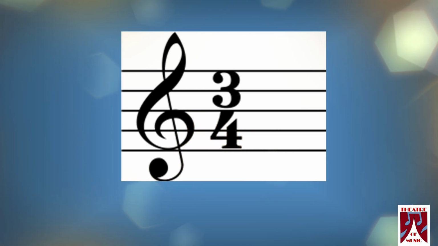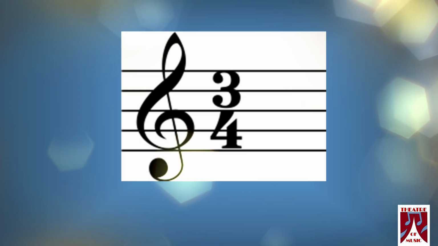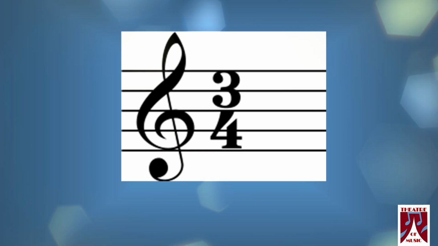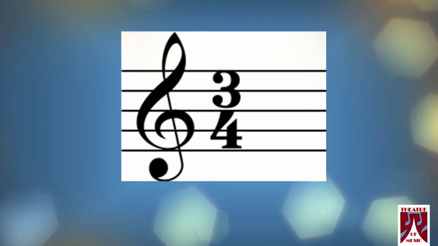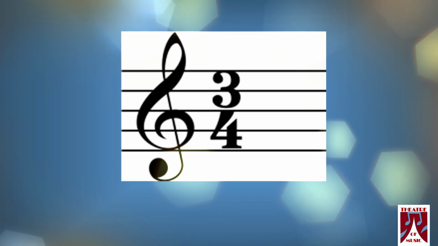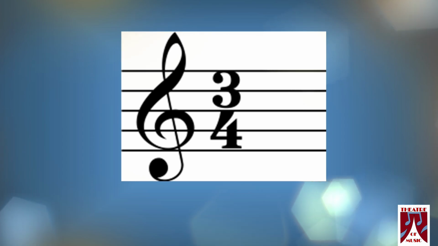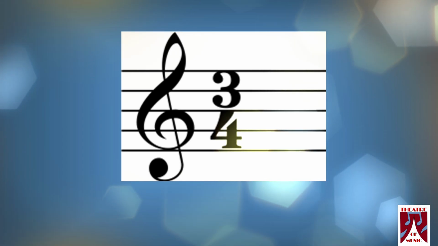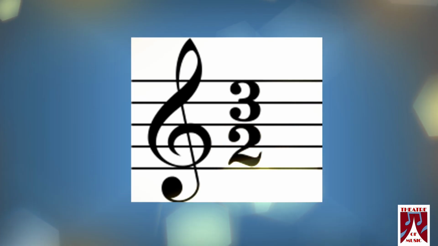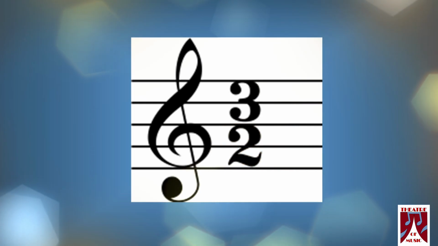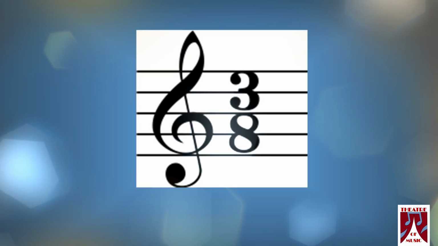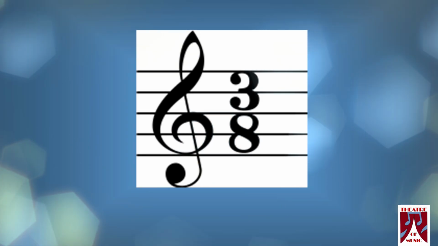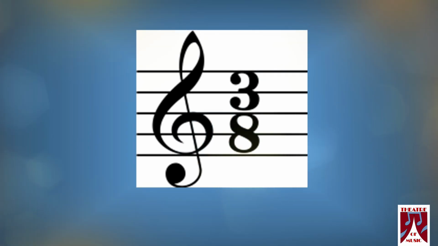The bottom number tells you what kind of note you're counting in. This comes from the note values we learned previously. If the bottom number is 4, you're counting in crotchets or quarter notes because 4 crotchets fit into a semibreve or whole note. If it's a 2 at the bottom, you're counting in minims or half notes. And if it's an 8, you're counting in quavers or eighth notes.